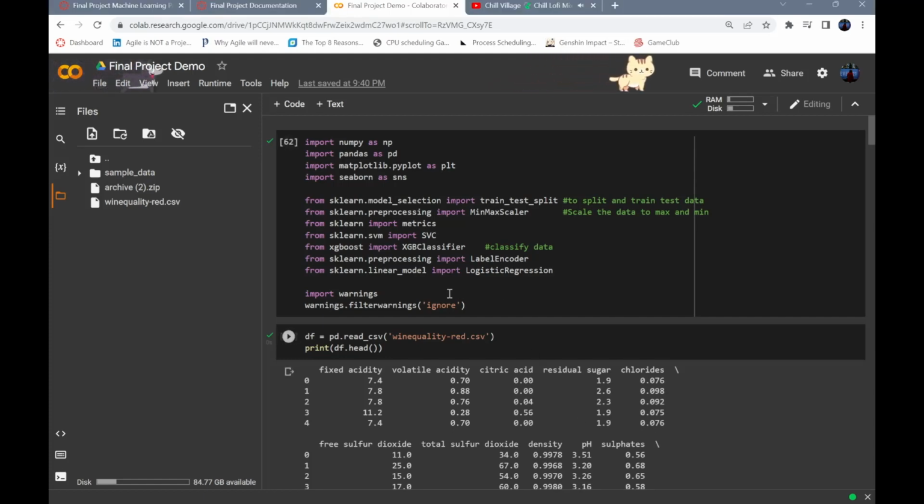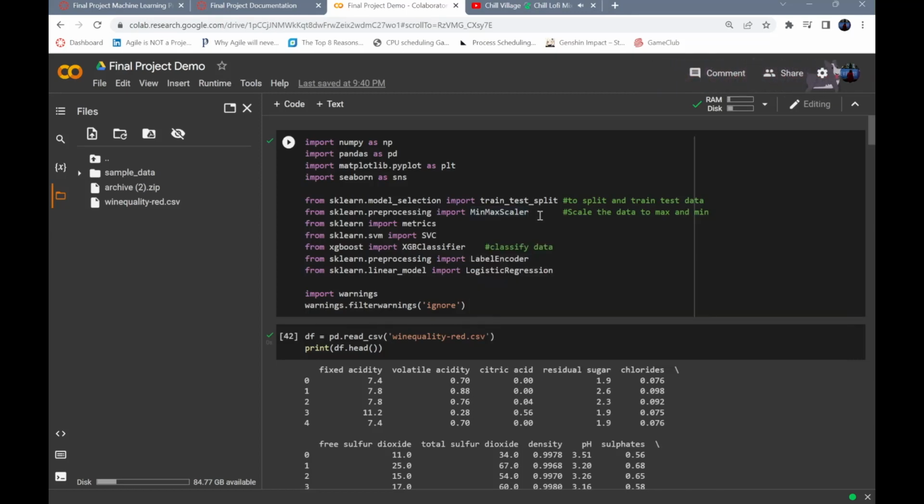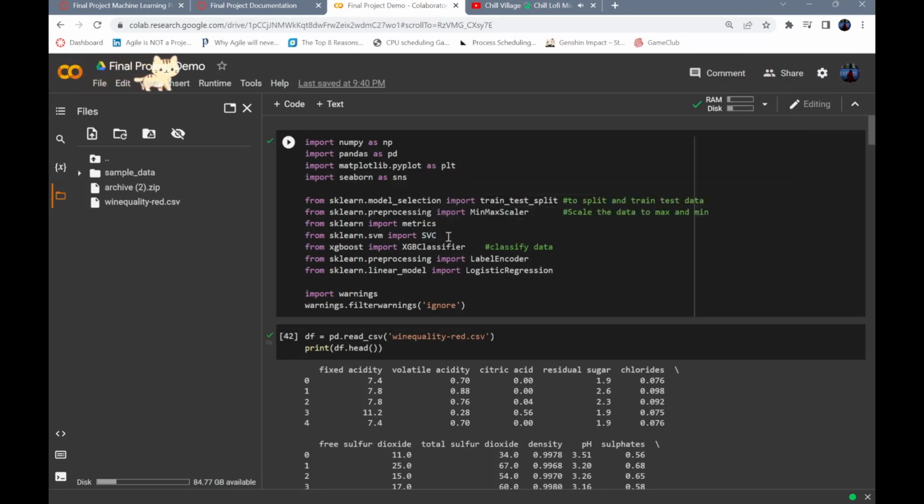So now we have imported our packages here. We will use the sklearn model to train our model and data. Our min-max scaler scales data to maximum and minimum. The metrics SVC. SVC is actually a scalable vector classifier. That means it scales the vector on a linear regression kind of model. And the classifier, and then the label encoder, and our logistic regression over here.